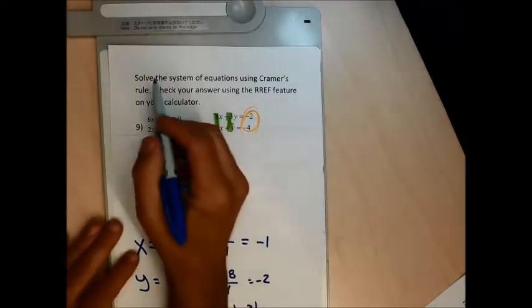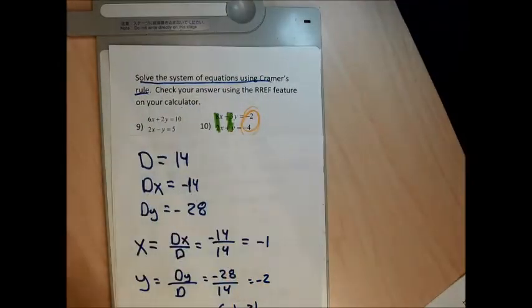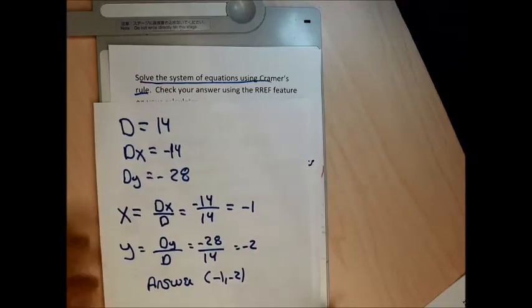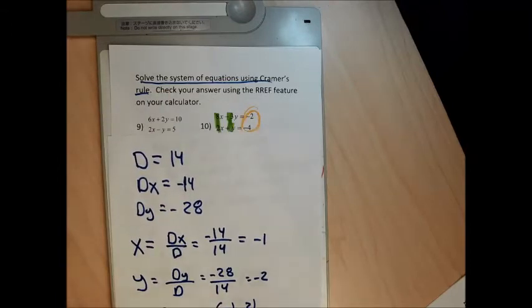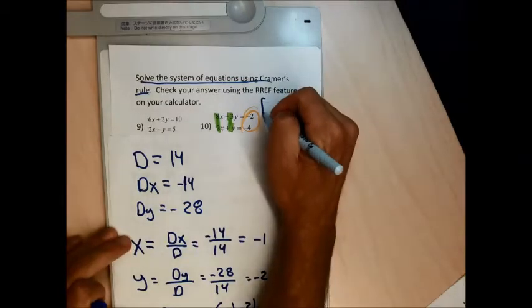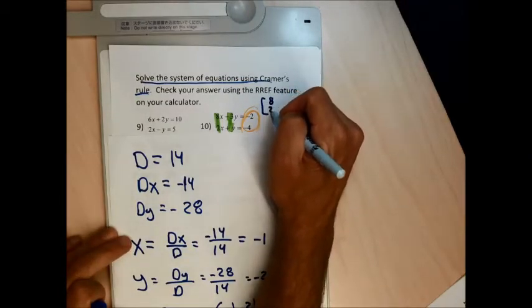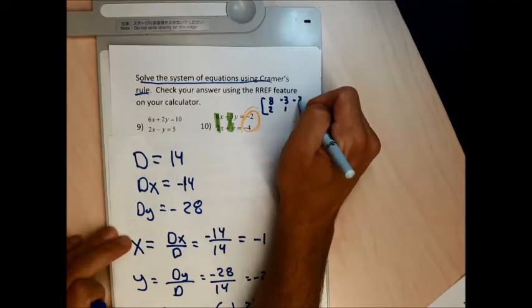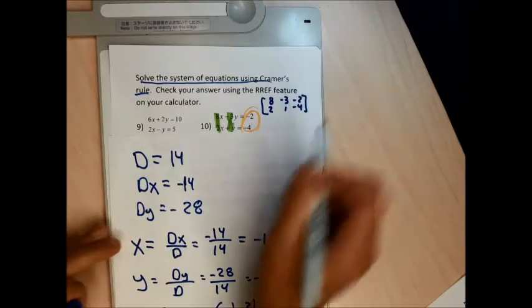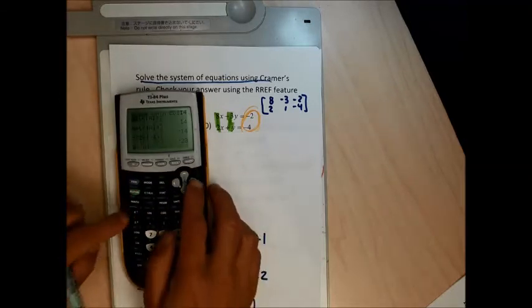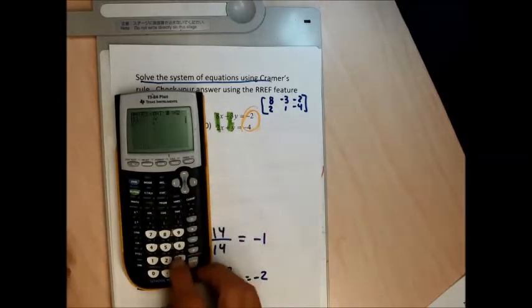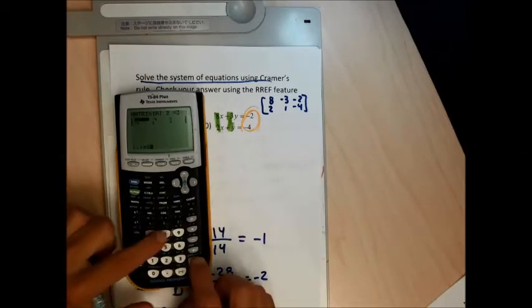So my instructions for problem 10 said solve the system using Cramer's rule. Cramer's rule for this problem involved doing 3 determinants, and then after I found my 3 determinants, 2 divisions. It says check your answer using the RREF feature. So I'm going to make sure my answer is right by entering this matrix using what we learned in the last section, which is how to solve a system of linear equations on our calculator using RREF. That's a 2 by 3 matrix. This has nothing to do with Cramer's rule, but it's a quick way to check.